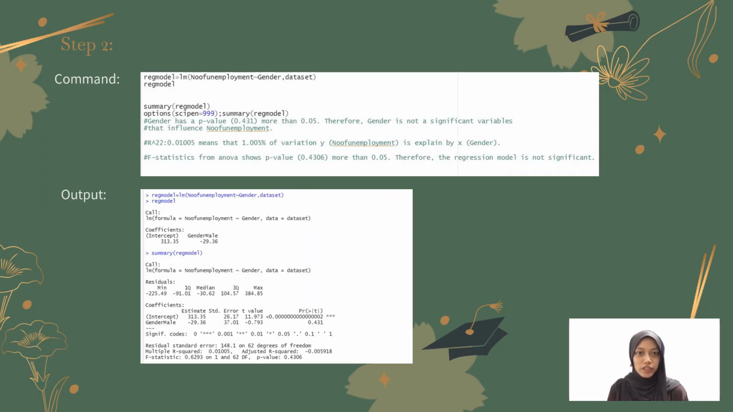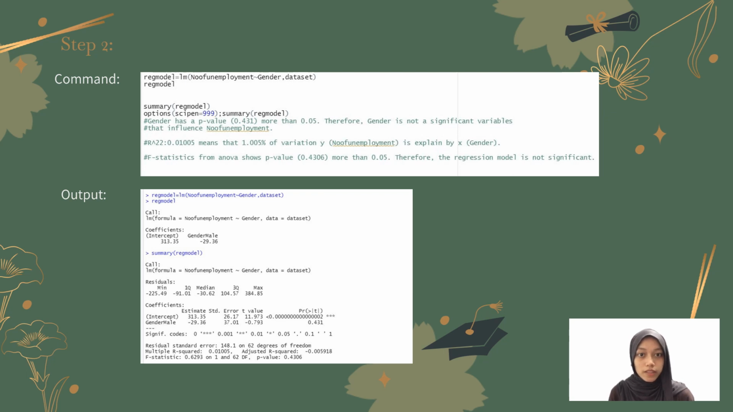Next, we write the command of regression model equal to lm, open bracket, number of unemployment tilde of gender, comma dataset, end of bracket. We run the regression model and the output is similar as above, which is the intercept is 313.35 and the gender male is negative 29.36. Next, we want to find the summary of regression model. Before that, we use the options of scipen equal to 999. This command is to get the real value of p-value. And then we put the summary, open bracket, reg model, end of bracket, command.